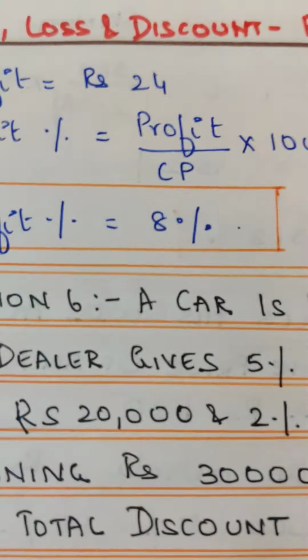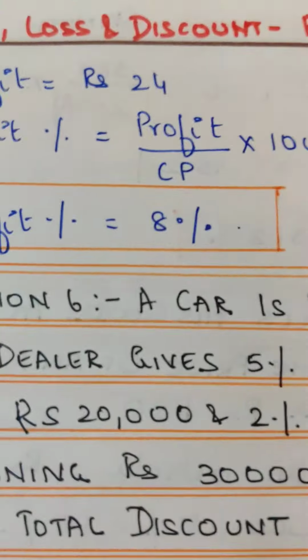That is equal to discount 1% into mark price 1 by 100. That is equal to 5 into 20,000 by 100. That is equal to rupees 1000. Therefore, the discount on the first batch is equal to 1000.